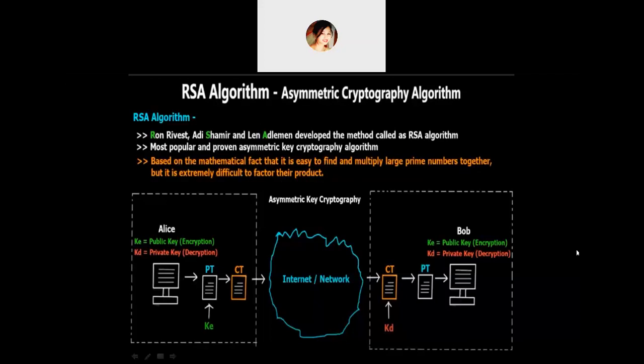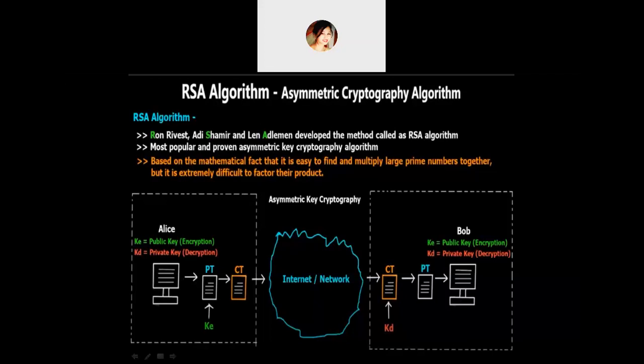Based on a mathematical fact, it is easy to find and multiply large prime numbers together, but it is extremely difficult to factor their product. This is a very important feature of the RSA algorithm: it uses this mathematical fact. It is easy to find and multiply large prime numbers together, but very difficult to factor their product, and the RSA algorithm helps in overcoming this property.